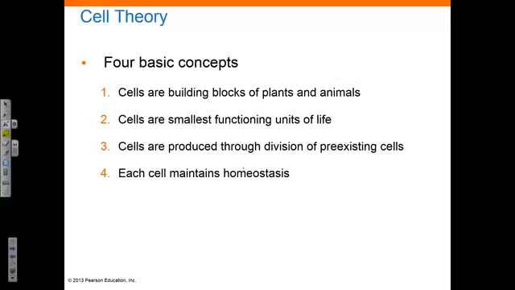To gain an understanding of what a cell is, the first thing that needs to be examined is cell theory. There are 4 basic concepts to cell theory. First, cells are the building blocks of plants and animals. Cells are what these organisms are composed of. Second, cells are the smallest functioning units of life. Third, cells are produced through the division of pre-existing cells. And fourth, each cell maintains homeostasis, the state of having a stable internal environment.